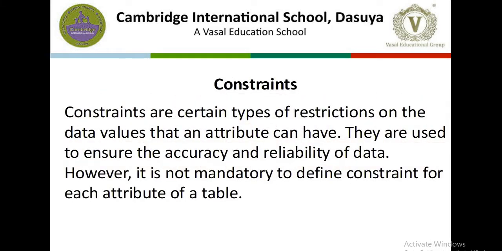Then we moved to the new topic, that is constraints. What are constraints? Constraints are certain types of restrictions on the data values that an attribute can have. They are used to ensure the accuracy and reliability of the data. Like, students, we put a constraint that to appear for the final exam, you must have 75% attendance in school. So like this, we have constraints.